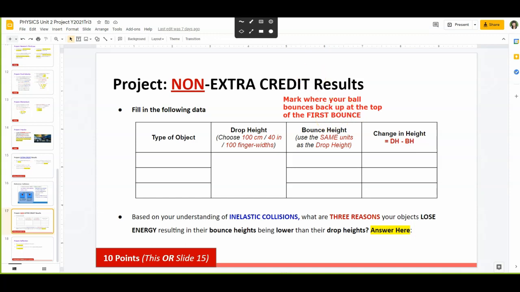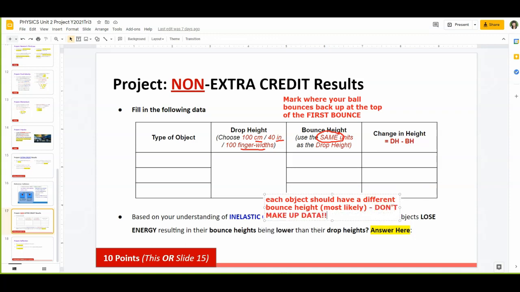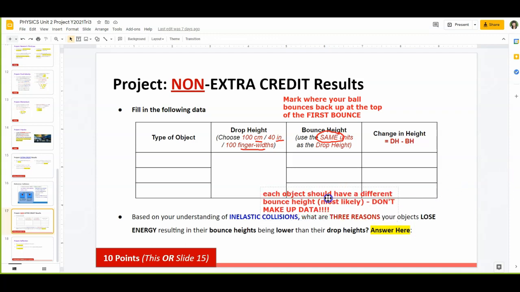So if you measured your drop height originally in centimeters, then you should measure your bounce height in centimeters. If you measured it in inches, you should measure your bounce height in inches, and if your drop height was in finger widths, you should measure your bounce height in finger widths. So make sure you use the same exact units, and each object should have a different bounce height, most likely. It would be pretty unusual if they all had the same bounce heights. That would be a pretty big indicator that you made up data. So please don't make up data.